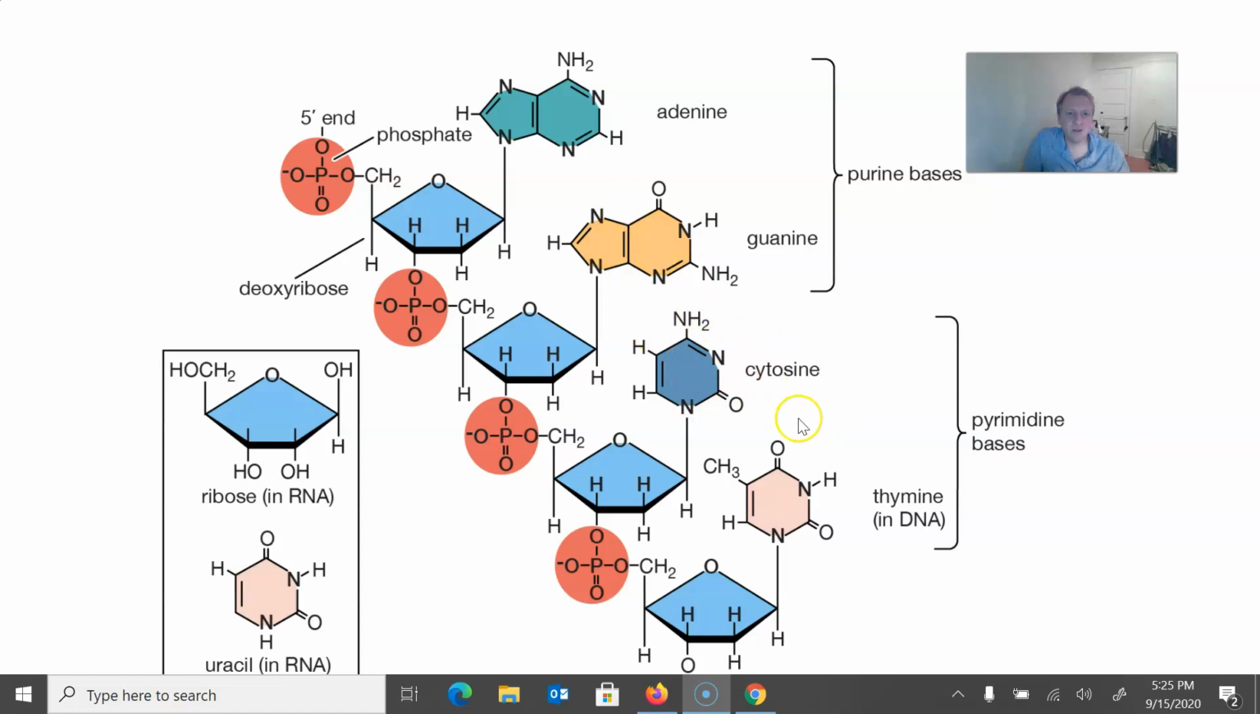These are the nitrogen bases. But I see a ring structure here, and then I see a phosphate, and then I see a ring structure here, and then I see a phosphate. I see sugar, phosphate, sugar, phosphate, sugar, phosphate. Okay, this is a nucleic acid. Sugar, phosphate, with these nitrogenous bases in the middle.